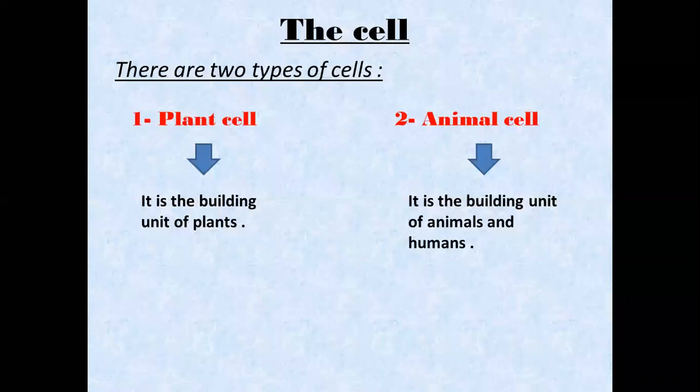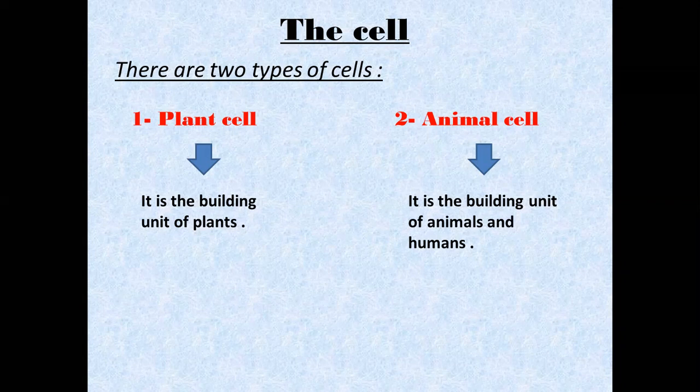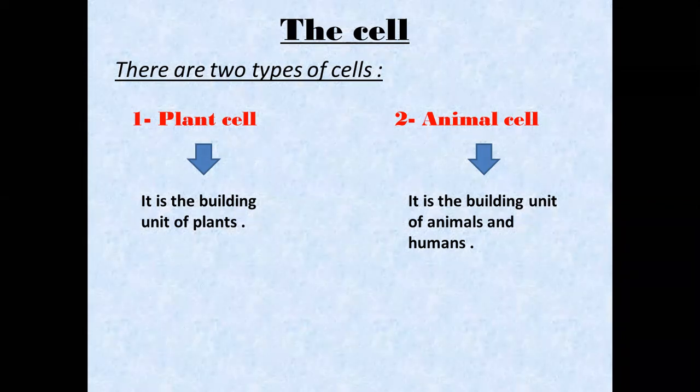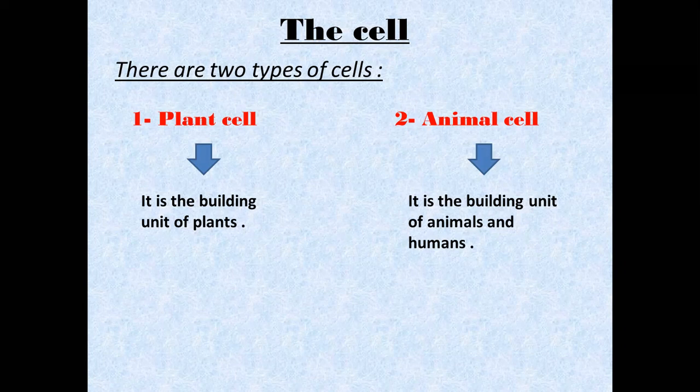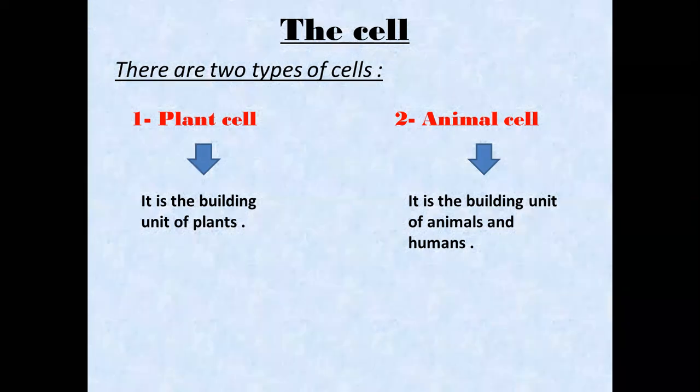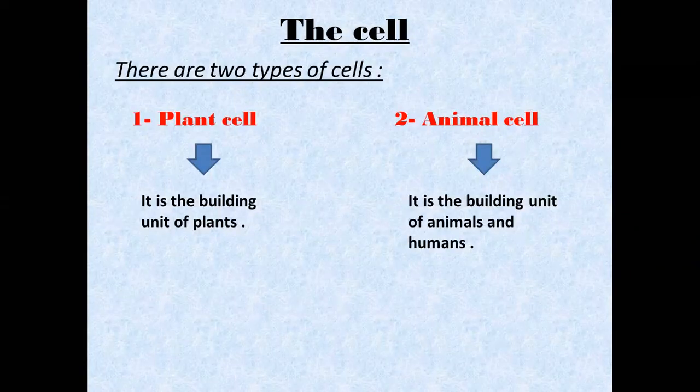So we and animals have exactly the same six systems, and each system has exactly the same organs. So we have exactly the same tissues. And finally, we have exactly the same cells. So we and animals have exactly the same cells, and these cells are called animal cells. So the animal cell is the building unit not of animals only, but of animals and humans. So our building unit is called animal cell.